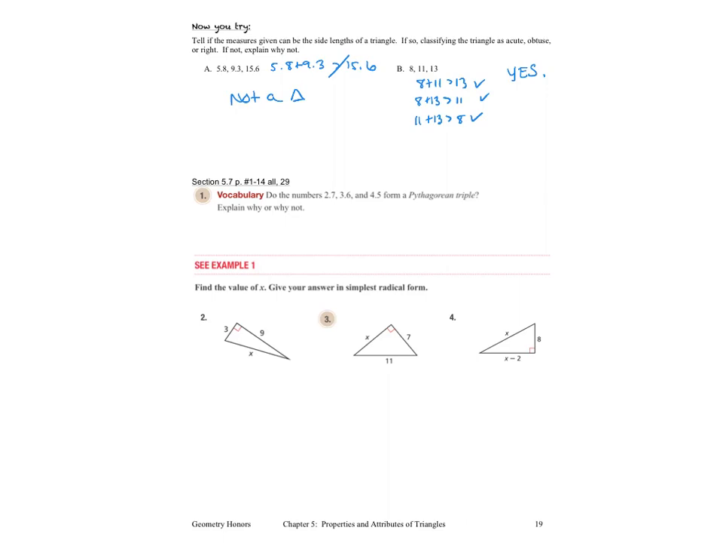And if so, classify the triangle as acute, obtuse, or right. So in order to do that, we take our c squared. Remember, our c is the largest number, so 13 squared. And we're trying to compare that to a squared plus b squared. So 169 compared to 64 plus 121, which is 184. So 169 is less than 184. Since it's less than, this is an acute triangle.